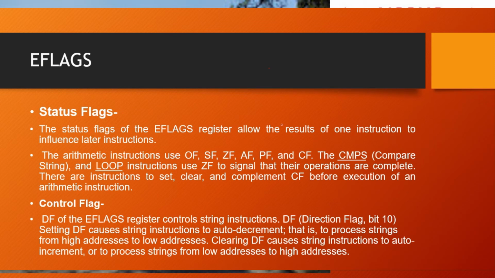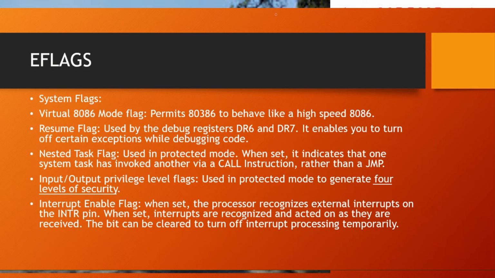Now, the next thing is the control flag. As I told you earlier, the direction flag DF is the only control flag in the EFLAG register. DF controls the string instructions. DF stands for direction flag, which is the 10th bit of the EFLAG register. Setting the DF causes string instructions to auto-decrement, that is, to process the string from a higher address to a lower address. Clearing the DF causes the string instructions to auto-increment, or process from a low address to a higher address.